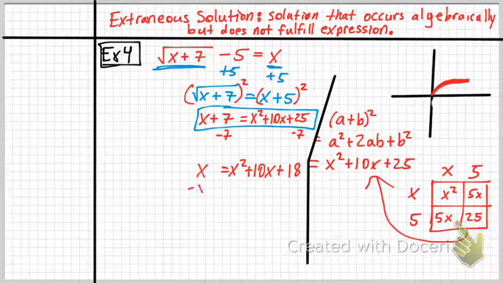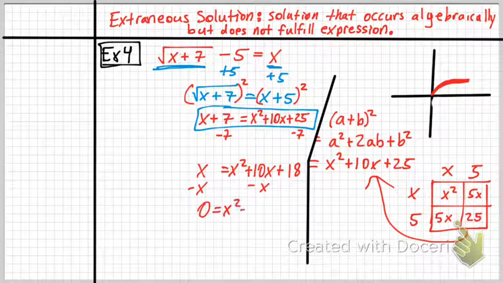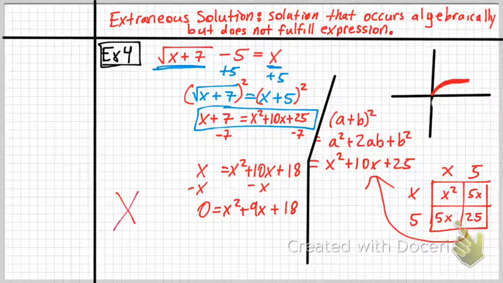And then you subtract x from both sides, and you get 0 is equal to x squared plus 9x plus 18. Alright, and this is excellent for us right now, because now I'm looking for two numbers which will add to make 9 and multiply to make 18. Okay, so two numbers that add to make 9 and multiply to make 18.